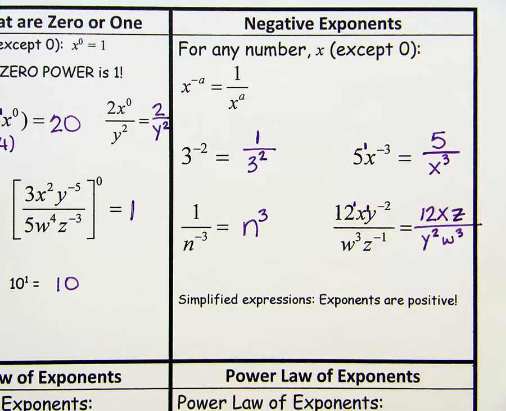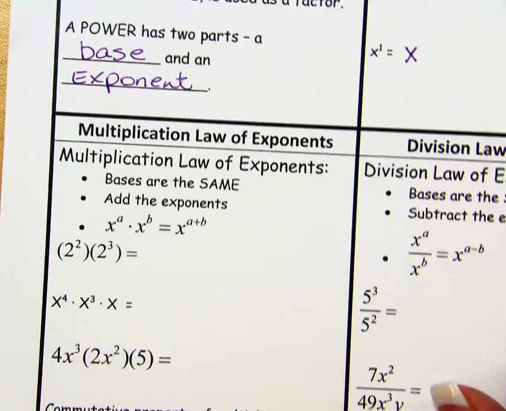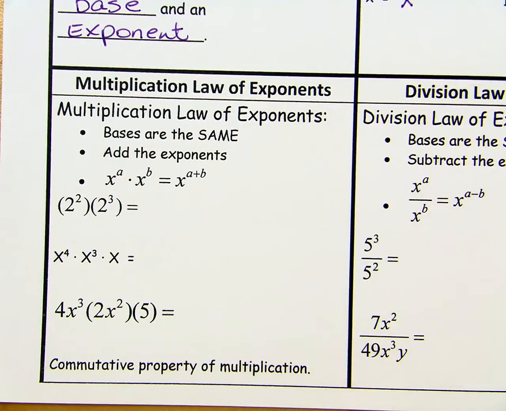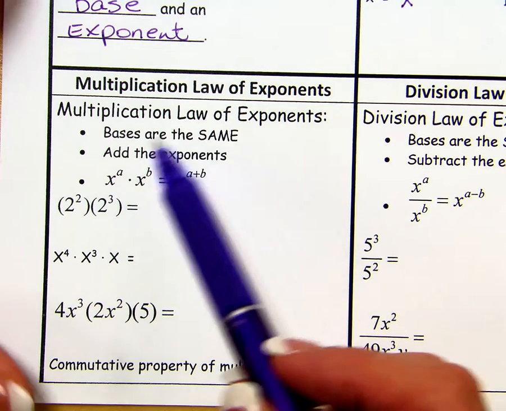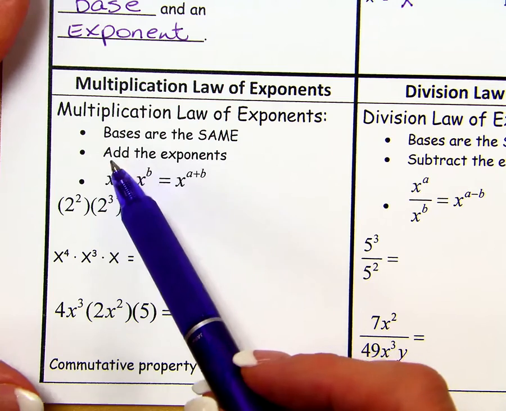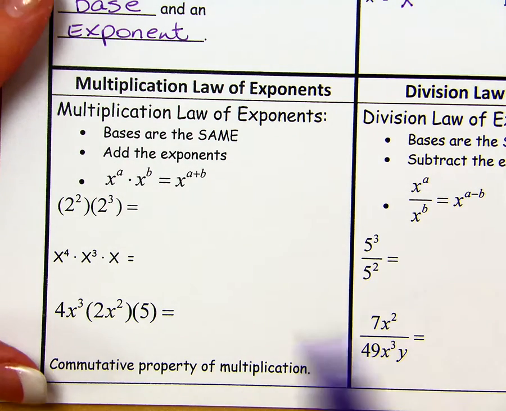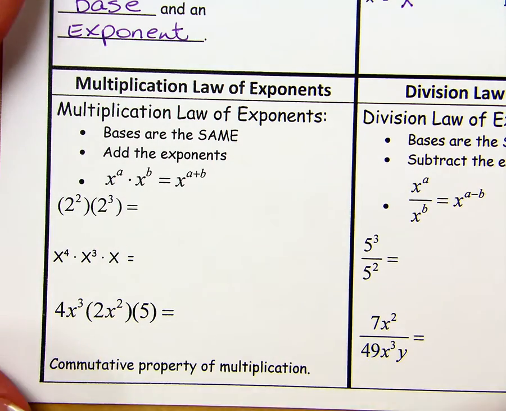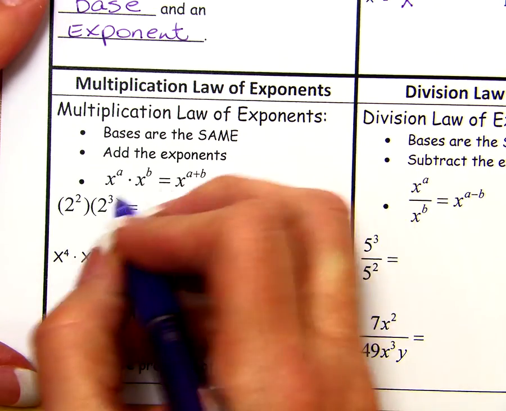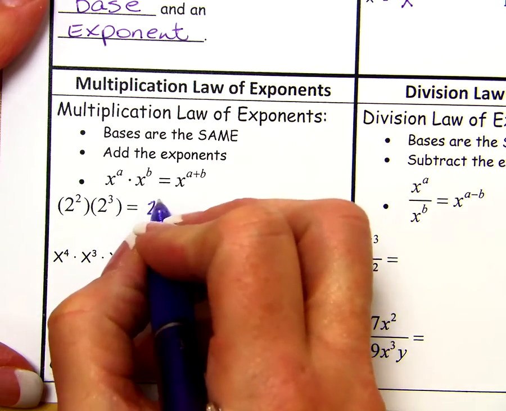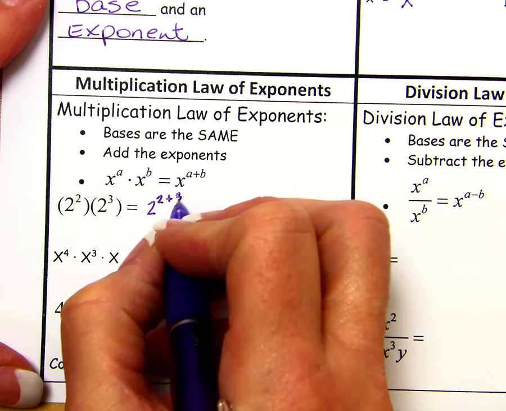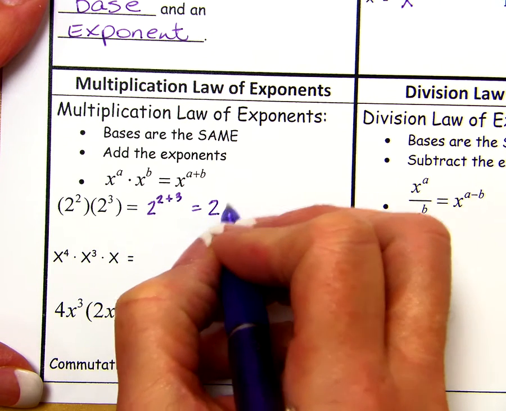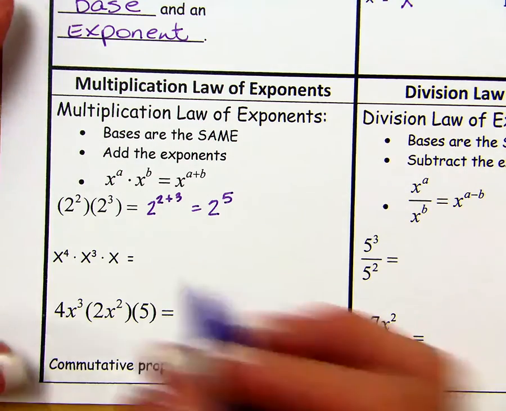Our next law will be the multiplication law of exponents. Basically, if the bases are the same and you're multiplying them, then you can just add their exponents. So here the bases are x, so we can add their exponents. So 2 to the second power times 2 to the third is 2 to the 3 plus 2, which is 2 to the fifth power.